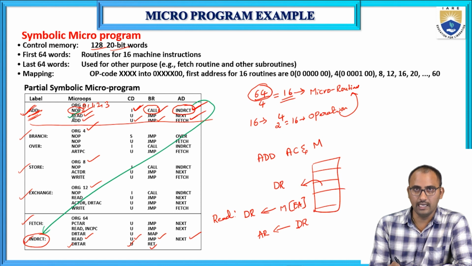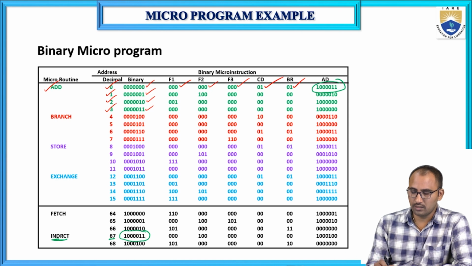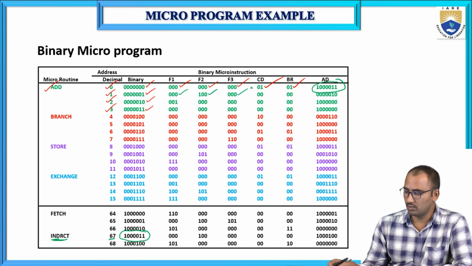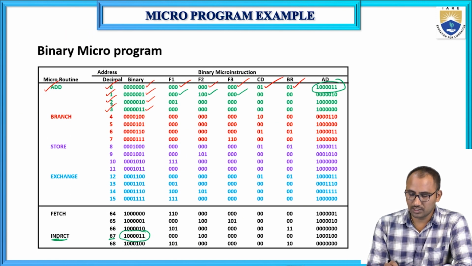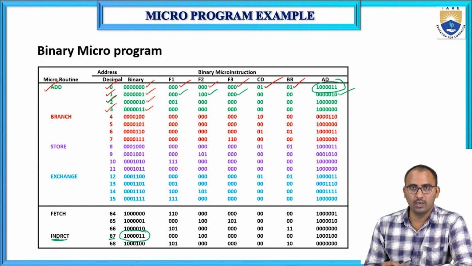After that, what is the next one? Read. The corresponding micro operation field is 000, 100, 00. Next, unconditional, which means 00. Jump, 00. Next means the next instruction address. What is the next instruction address? 2, this is 2. Next, it will come to the second memory location. In this way, all the micro routines we can store in the control memory.